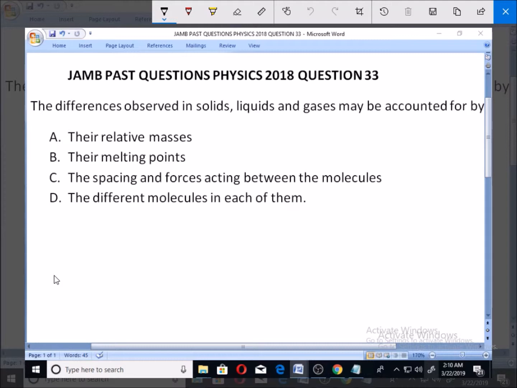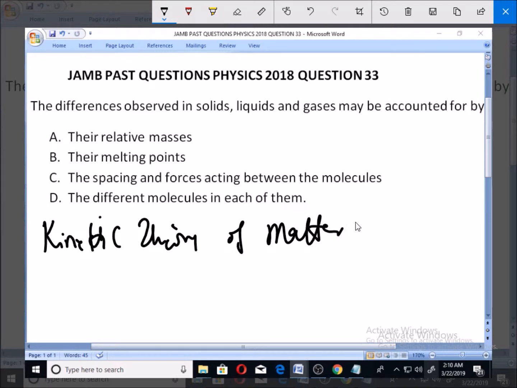Now, for us to be able to appreciate this very well, we need to know about the kinetic theory of matter. We need to know about the what? Kinetic theory of matter, which actually states that matter is made up of small particles. So if we have solid, we have these particles, they are more closely packed together, making very less movement.